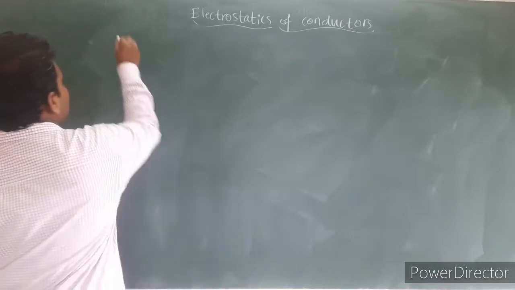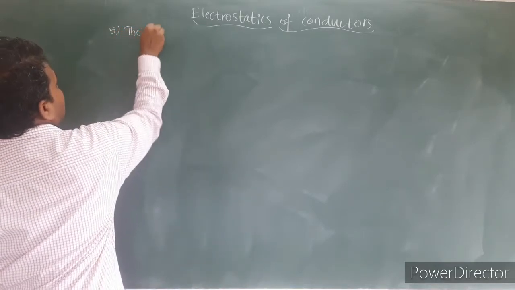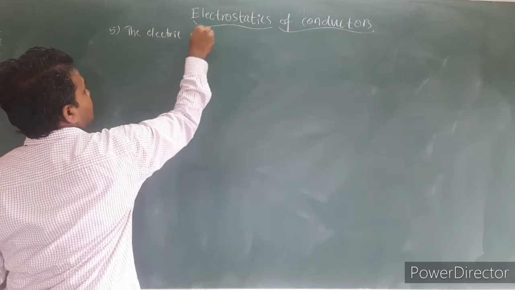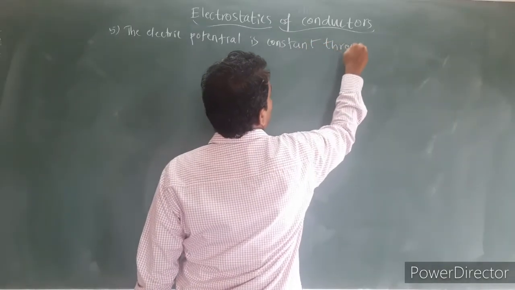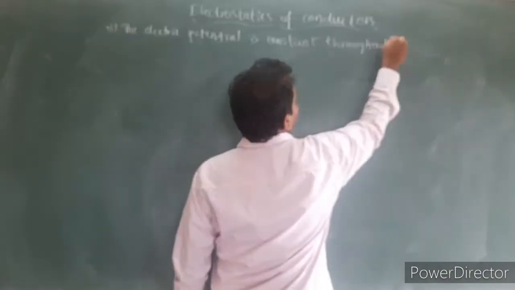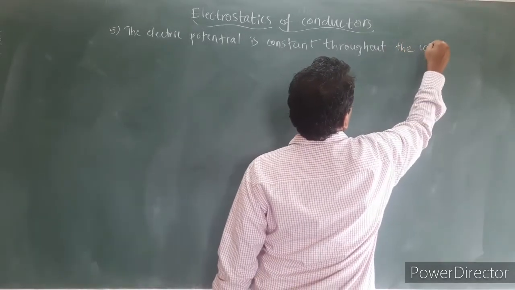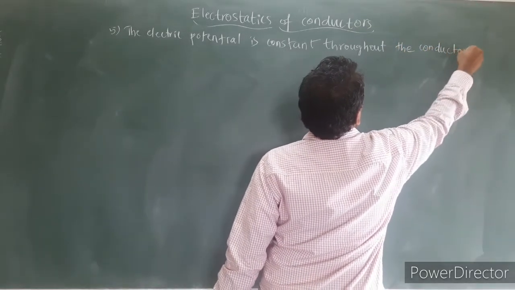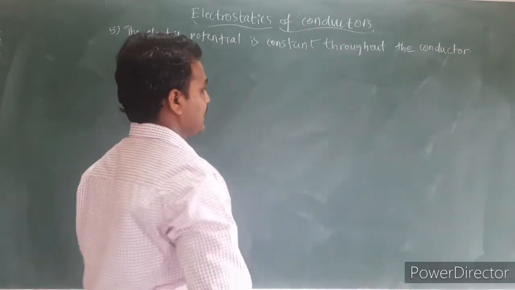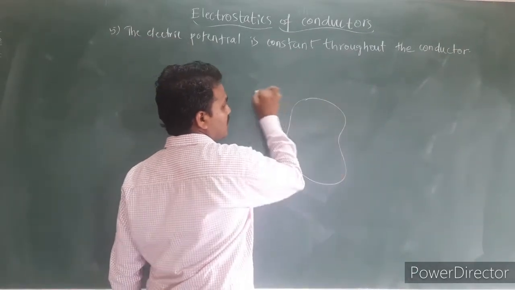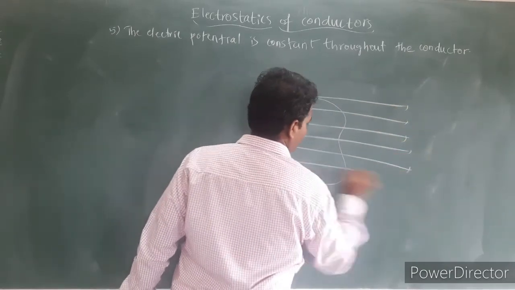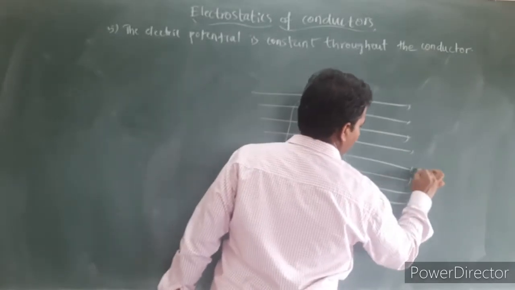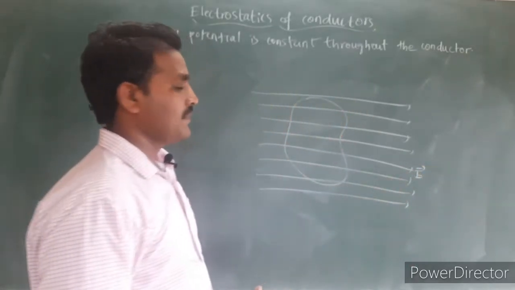Next we have the electric potential. The electric potential is constant throughout the conductor. What is the meaning of this? See here. Let us consider a conductor which is placed in a uniform electric field of intensity capital E.